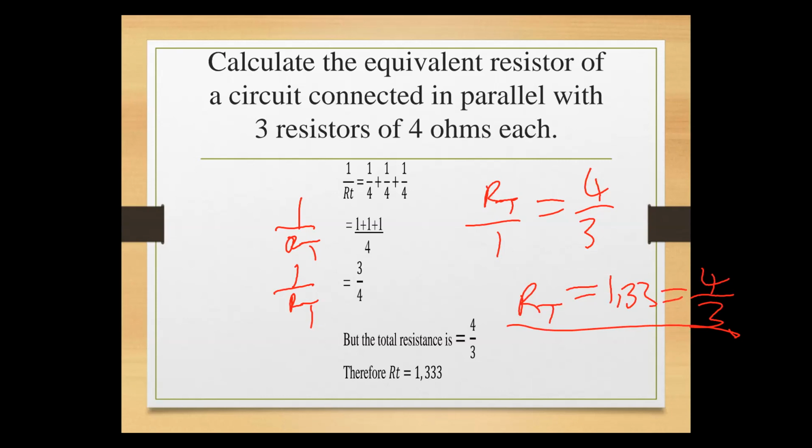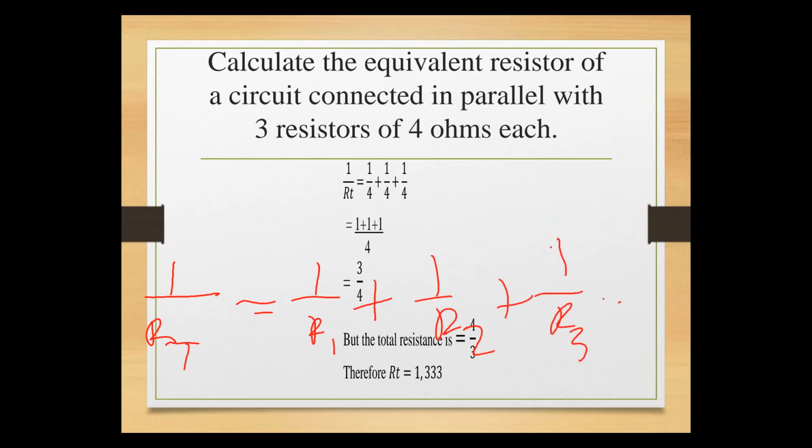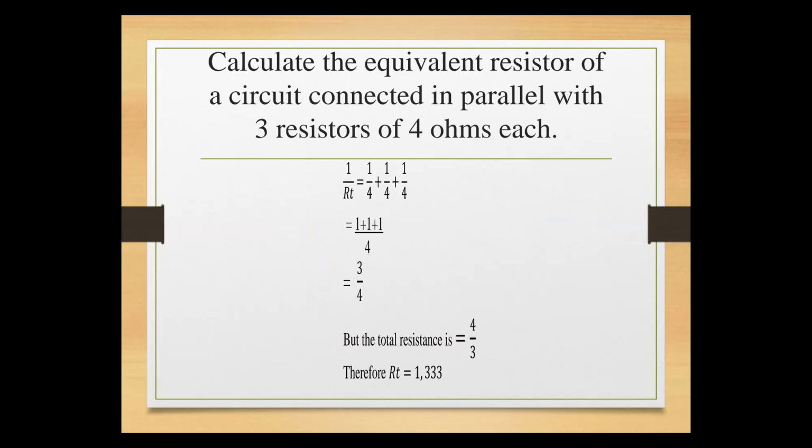So do not forget, for parallel connections, we just go there and say 1 over R total is 1 over R1 plus 1 over R2 plus 1 over R3, all of them in there. In the end, invert this and invert on the other side. You get your final answer.